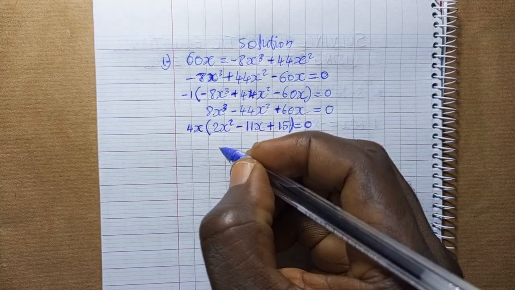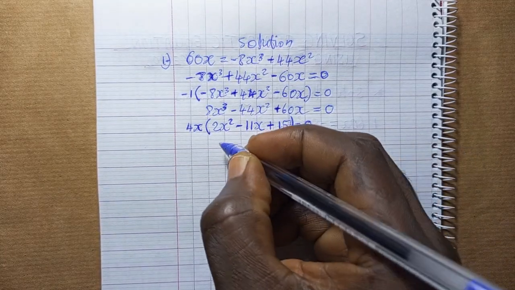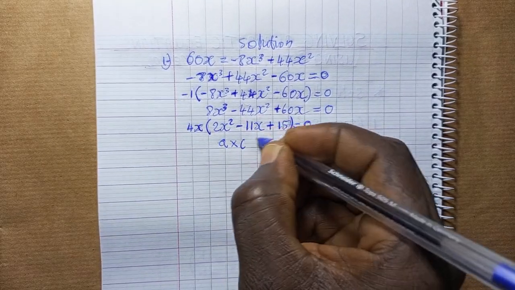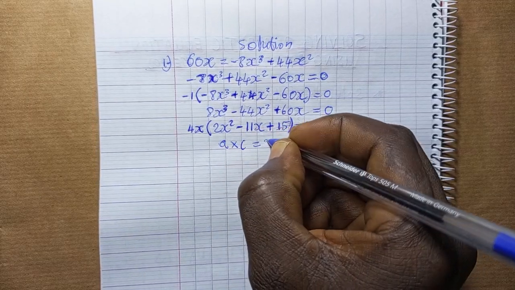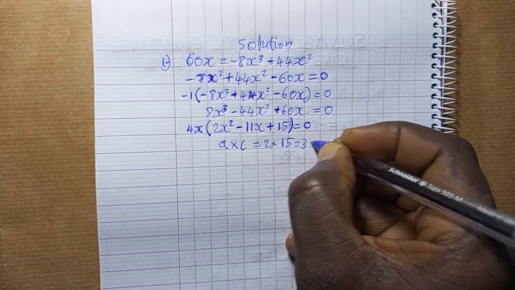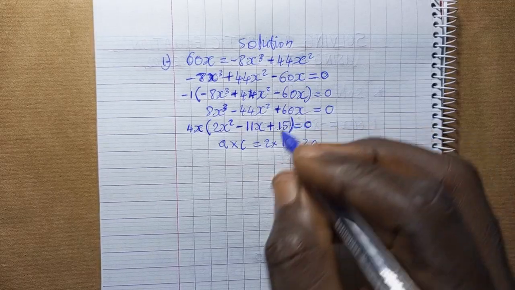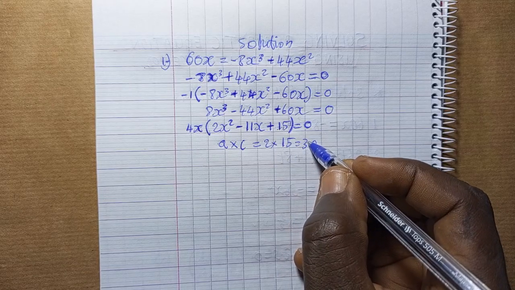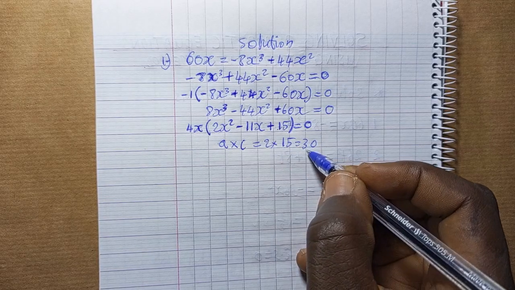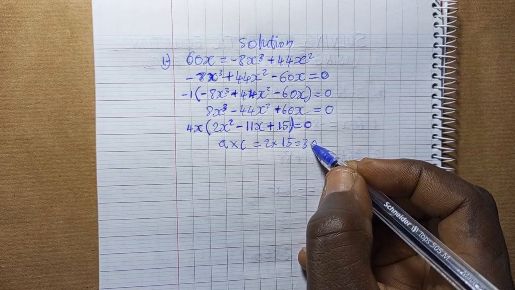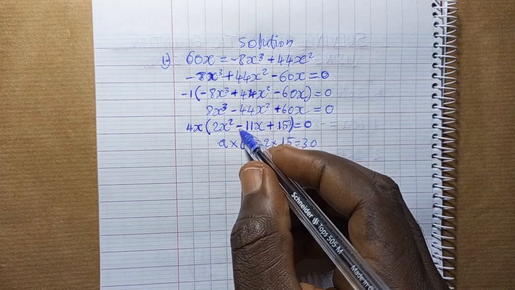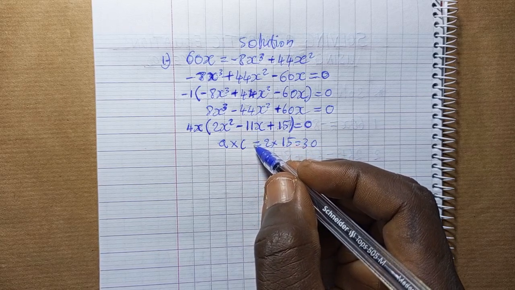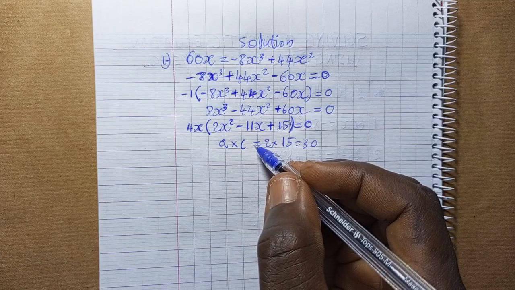Okay, from this place now we can see here that AC, which is first term times last term, is equal to 2 times 15, which is 30. Now I'll be looking for two numbers such that if I multiply them they will give me 30, and if I add them together they will give me minus 11.